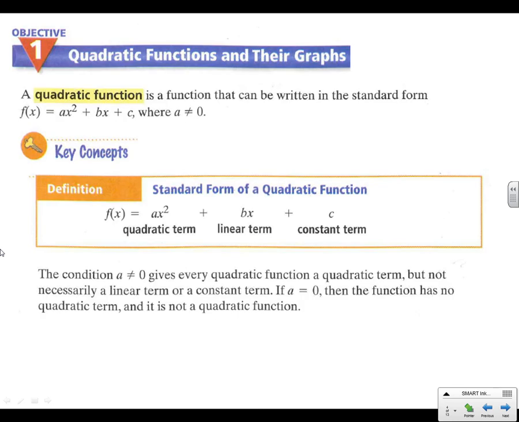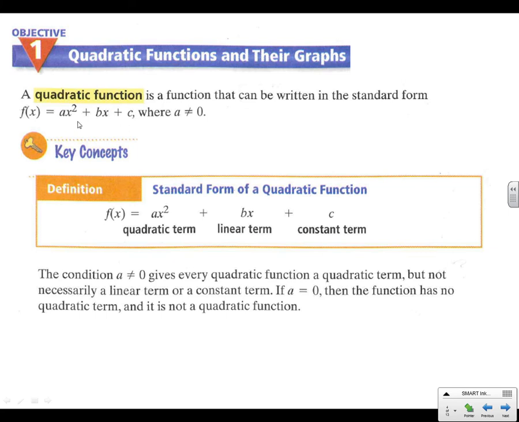All right, objective 1, we want to be able to understand and use quadratic functions and their graphs. So, what is a quadratic function? A quadratic function is any function that can be written in ax squared plus bx plus c. Now, this is the standard form. Standard form is when we're in nice order. We've got squared first, then x to the first, and then our constants.